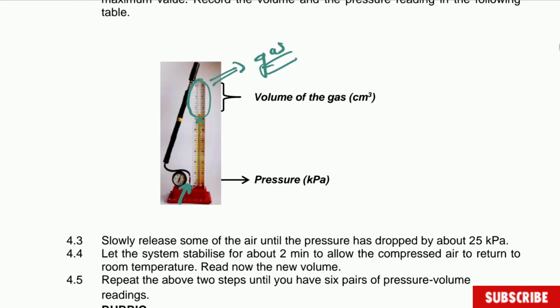Now be careful if you're doing the experiment yourself, guys. If you touch this one, all the gas is gone, and then you'll have to pump air again and repeat the experiment.